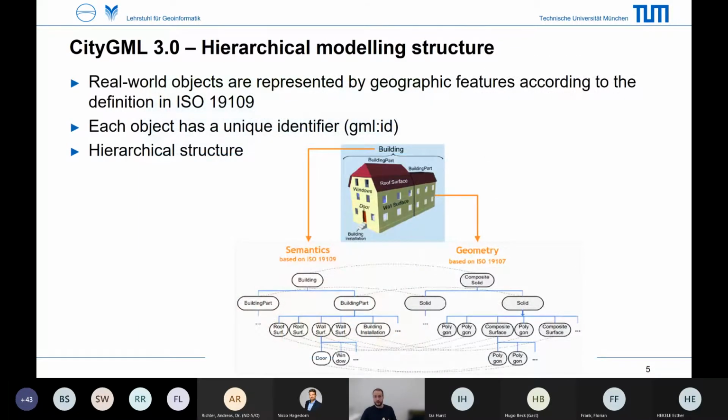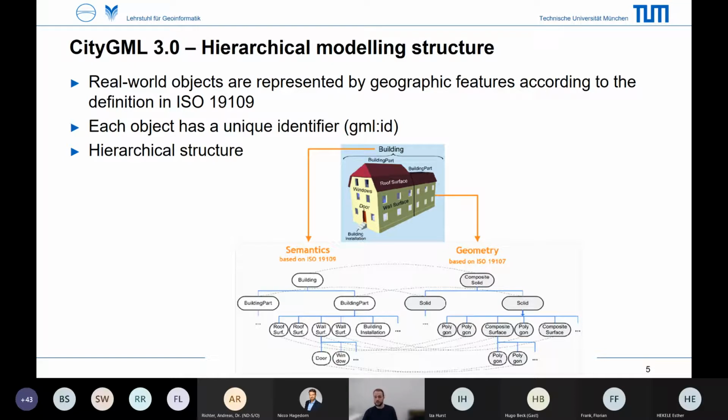CityGML also uses a hierarchical approach of modeling objects. So each real-world object is decomposed into smaller objects, which again can be decomposed into even smaller objects. So in this simple example, you can see a building, which is decomposed into building parts, which again can consist of roof surfaces, wall surfaces, and so on. And each of the wall surfaces, for example, could again contain doors, windows, and so on.